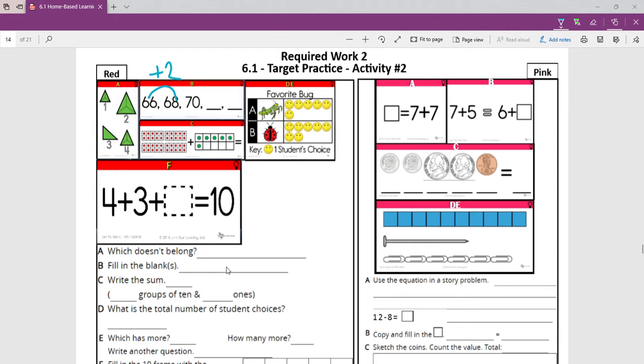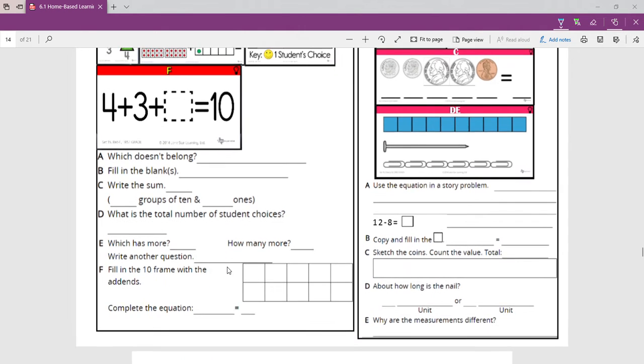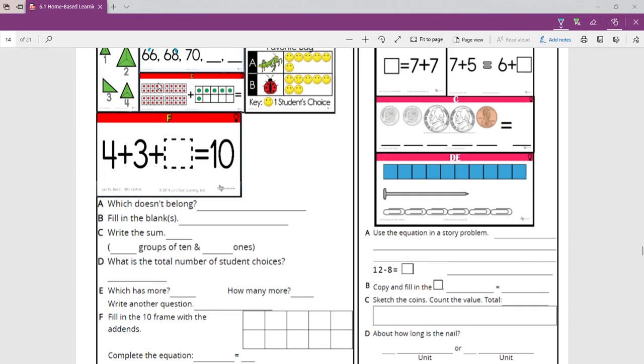Look at C. Ooh, we have 10 frames in C. So let's see. How many are in each little frame right here? There's 10, right? So let's count these together. 10, 20, 30, 40. How do we write 40? A 4 and a 0. Ooh, that looks like a C in this one. 40.